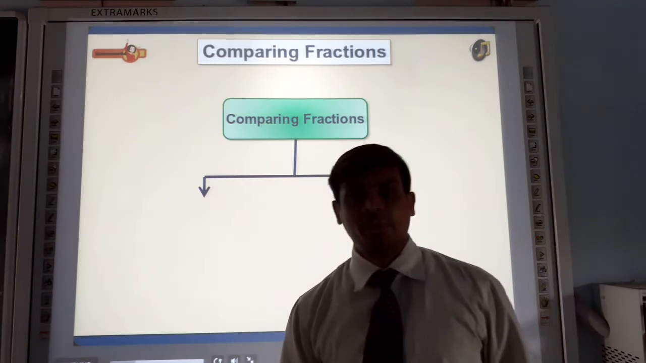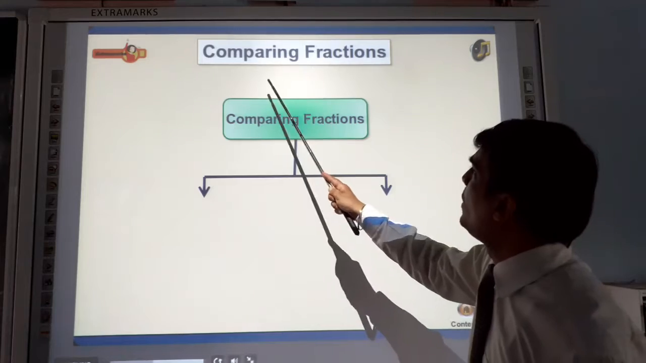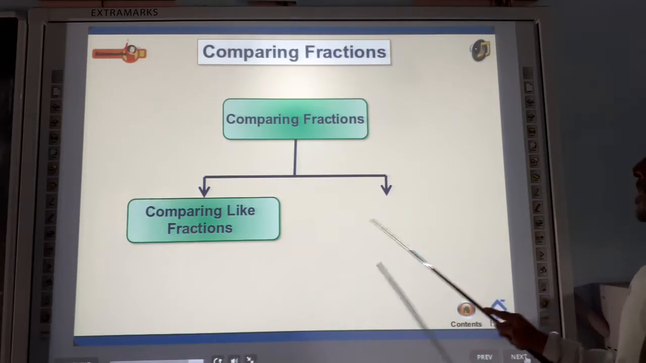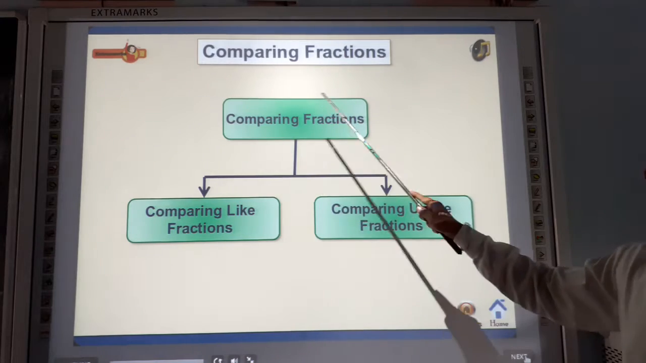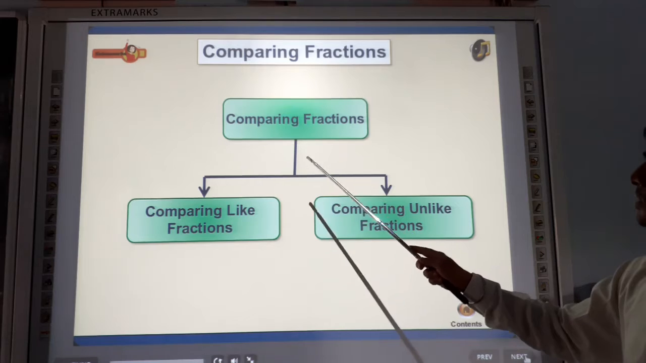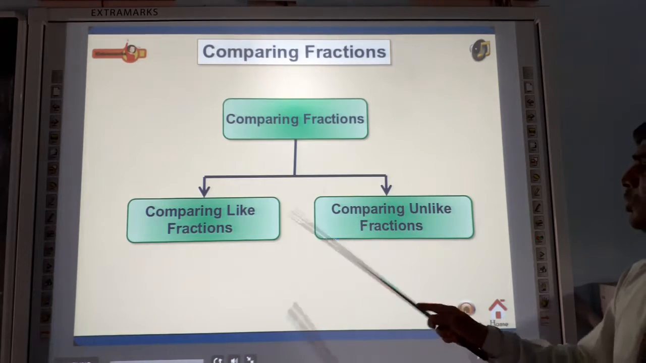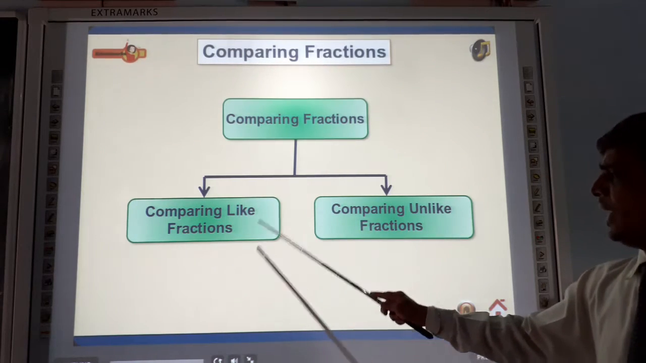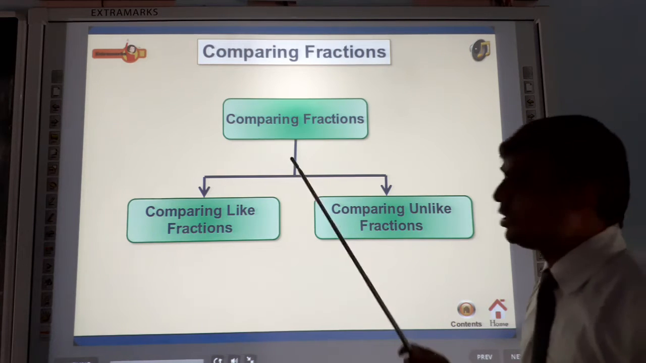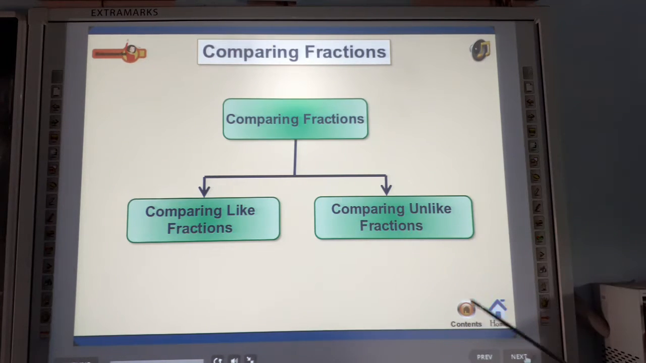Now, next topic, comparing fractions. Okay, look at this. Show the flow chart. Comparing fractions is divided into two parts: comparing like fractions and comparing unlike fractions. Look at this. Okay, student.